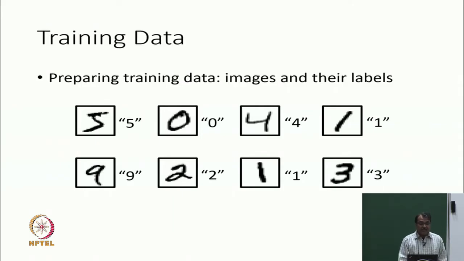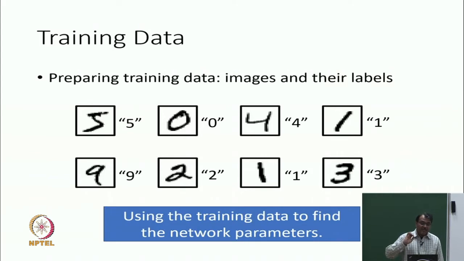So, this is my X1, Y1. This input should lead to 5. This input should lead to 0. This input should lead to 4, and so on and so forth. And now I need to somehow use this training data to find the best network parameters. And the fundamental concept that we are missing is what is called the loss function.